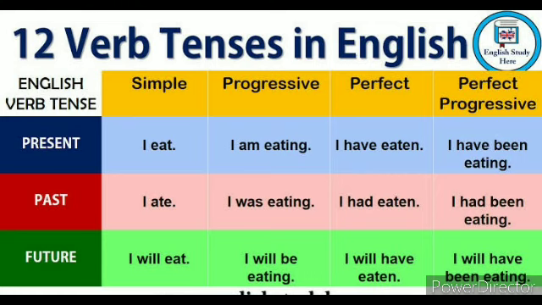If you look at perfect forms, you can see eaten, that is third form of verb, is common in all, be it present, past or future. So present perfect, I have eaten. Past perfect, I had eaten. And future perfect, I will have eaten. Let's move on to the next, perfect progressive form. Here also you can see that first form of verb plus ing is common. The difference lies in the use of helping verb. In present perfect continuous, I have been eating. In past perfect continuous, I had been eating. And in future perfect continuous, I will have been eating.